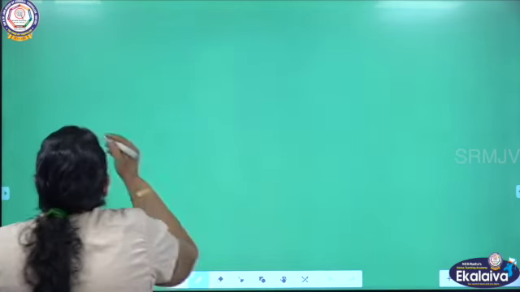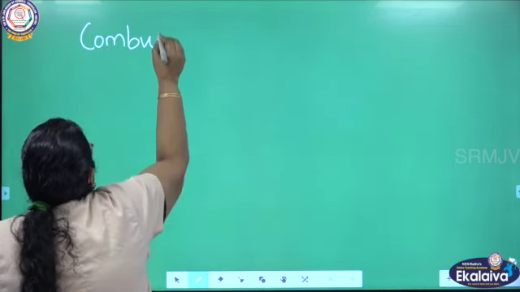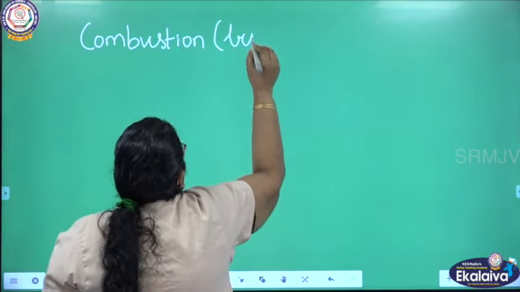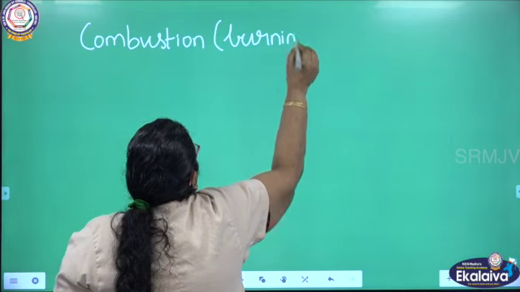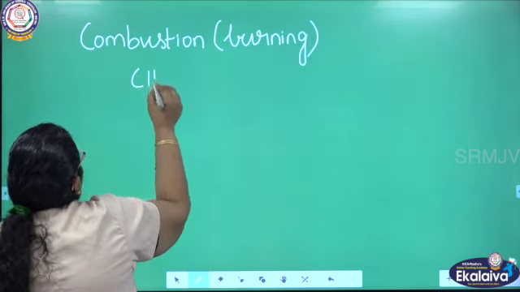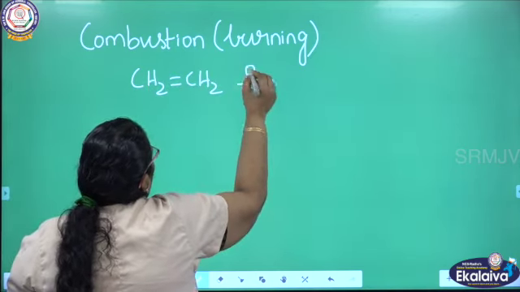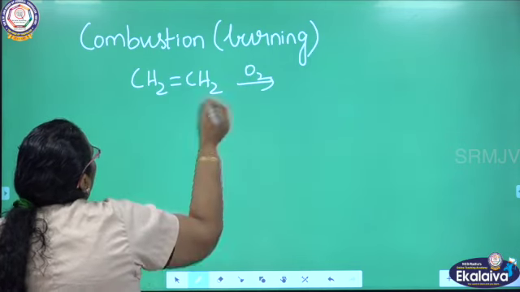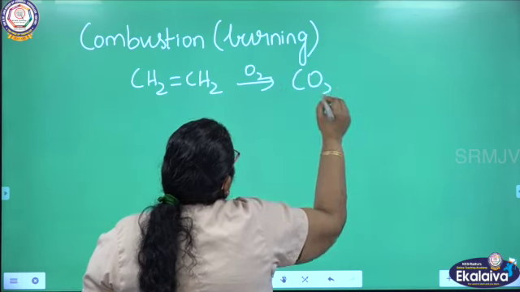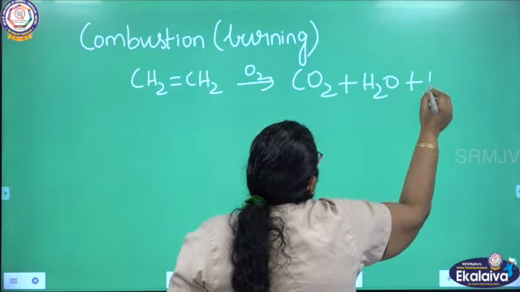The first one, combustion. What is combustion? Burning. What do we need for burning? Oxygen, is it not? So combustion is nothing but burning. What is it that we are going to do? Ethene undergoes combustion, that is, we are going to add oxygen. So what is happening here? When you add oxygen, what are the products we are getting here? Carbon dioxide and water. Along with that, heat energy is liberated.